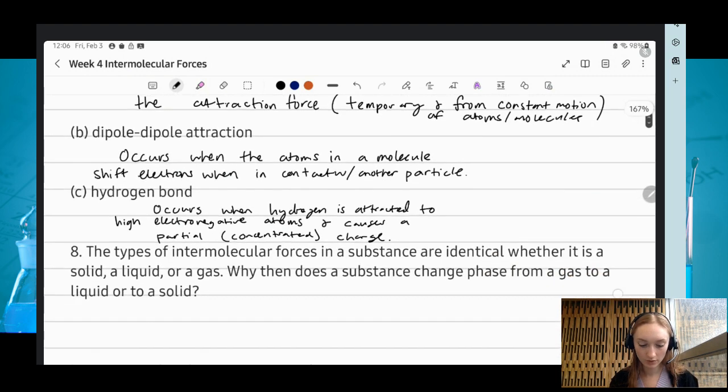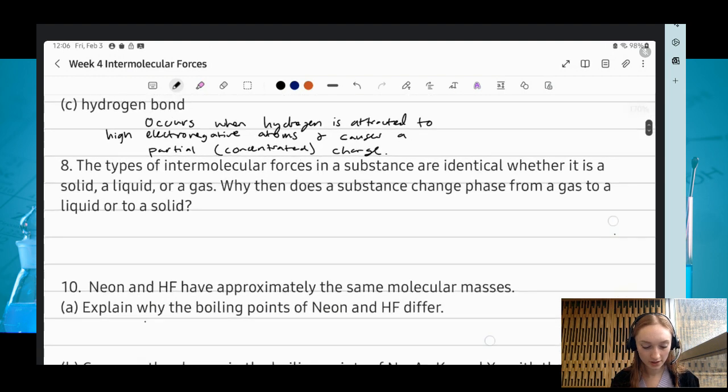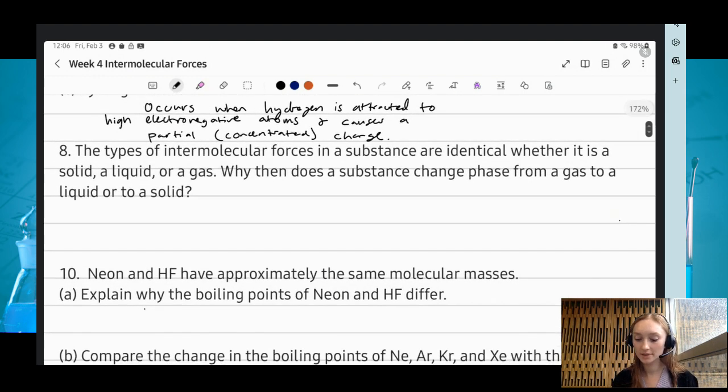So now that we know those base factors, let's move on to 8. 8 is the question of the types of intermolecular forces in a substance are identical, whether it is a solid, a liquid, or a gas. Why then does a substance change phase from a gas to a liquid to a solid? The answer is pretty simple, actually. It has to do with the intermolecular forces and then the thermal energy. And there are three different balances between those two that will cause a solid, a liquid, and a gas.